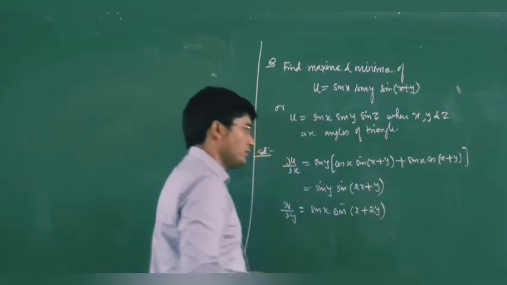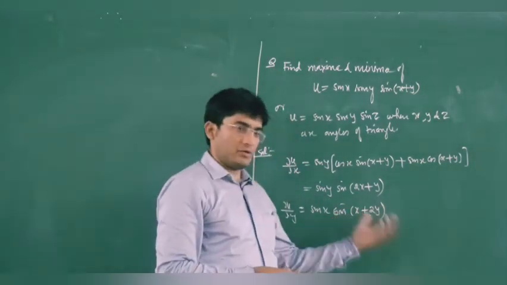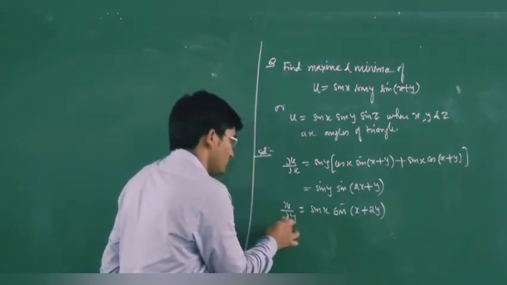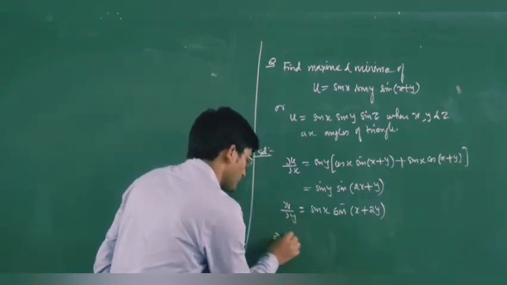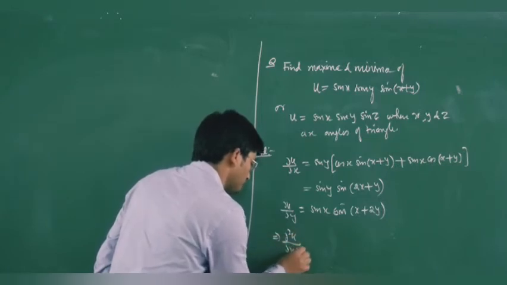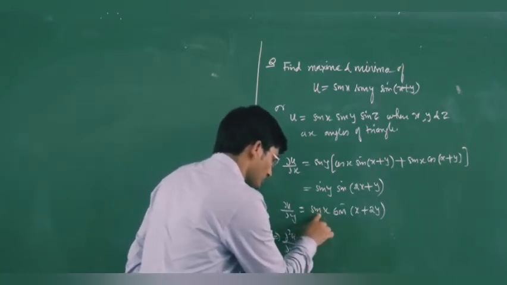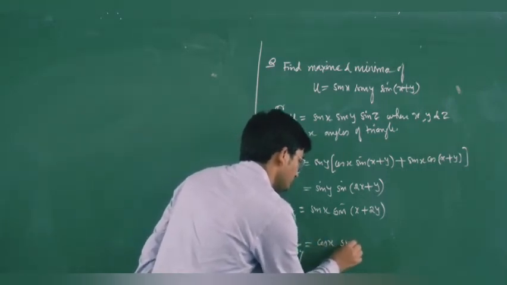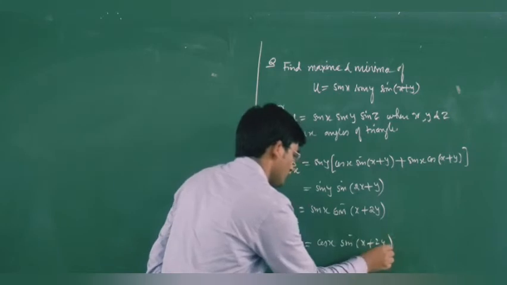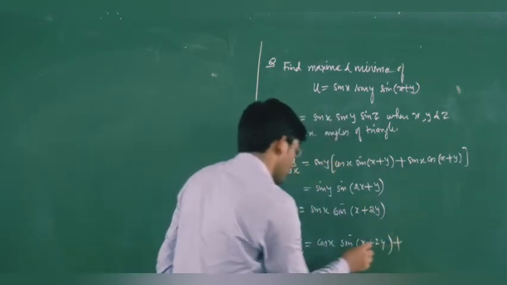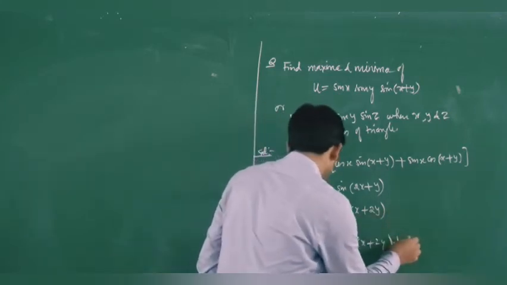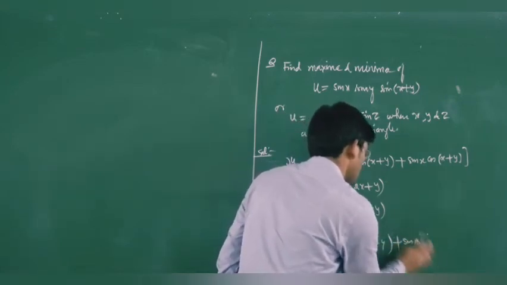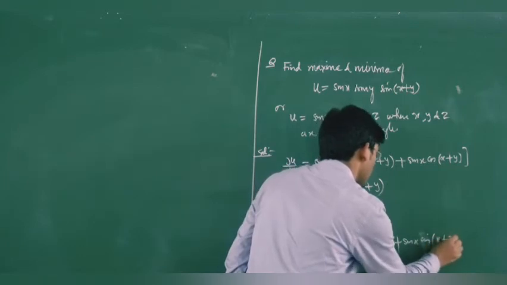Just replace y by x or x by y. Now let us differentiate this del u upon del y with respect to x. So your del u upon del x del y will be, now the differentiation of this one with respect to x is differentiation of sin x will be cos x, then we have differentiation of sin x plus 2y will be sin x into cos x plus 2y.